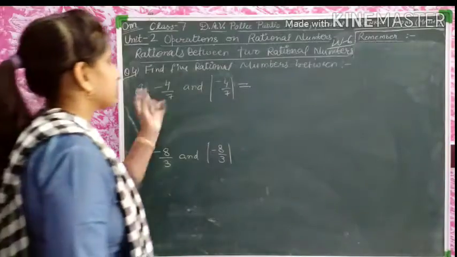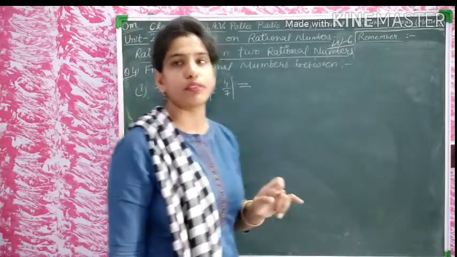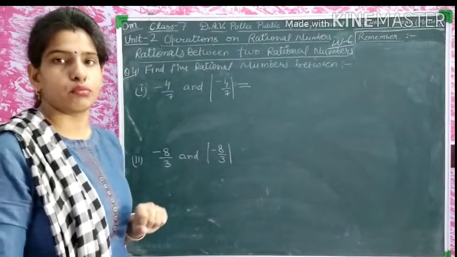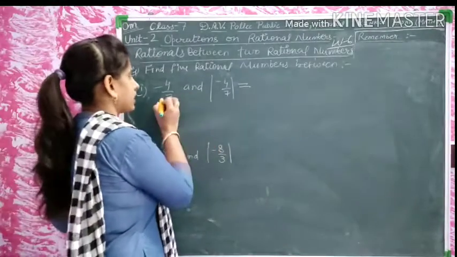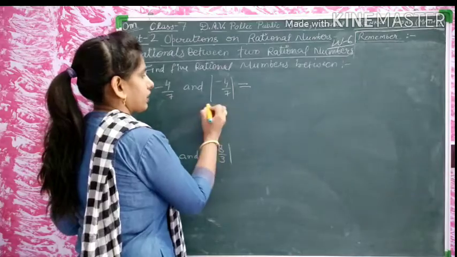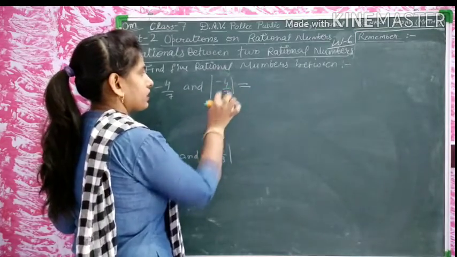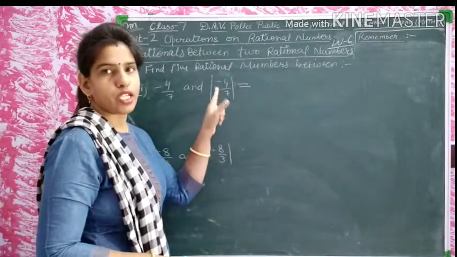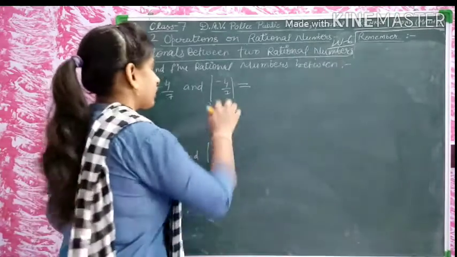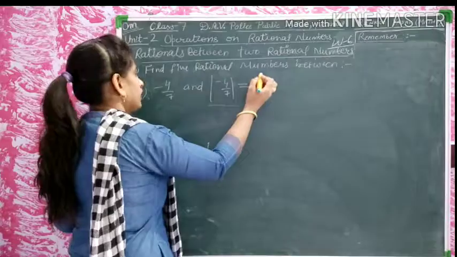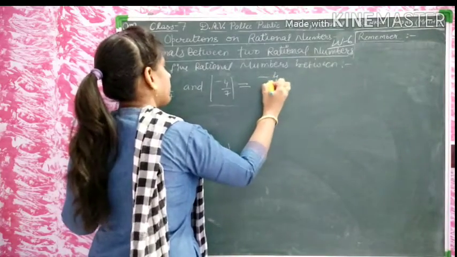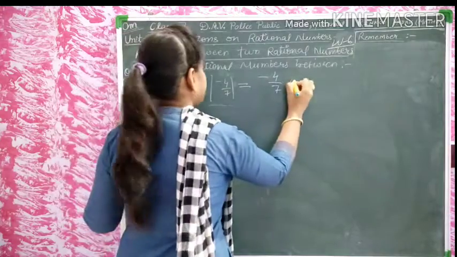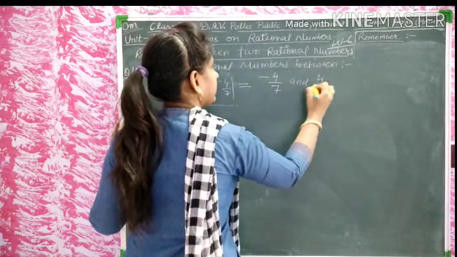Now students, you are seeing there: find 5 rational numbers between these two rational numbers. There we have to find 5 rational numbers. So students, you are seeing here the one number and the second number. In the second number there is the modulus sign here, and what does the modulus sign mean? The negative of a negative number, and the negative of this number is positive. It means minus 4 by 7 will become positive, 4 by 7.